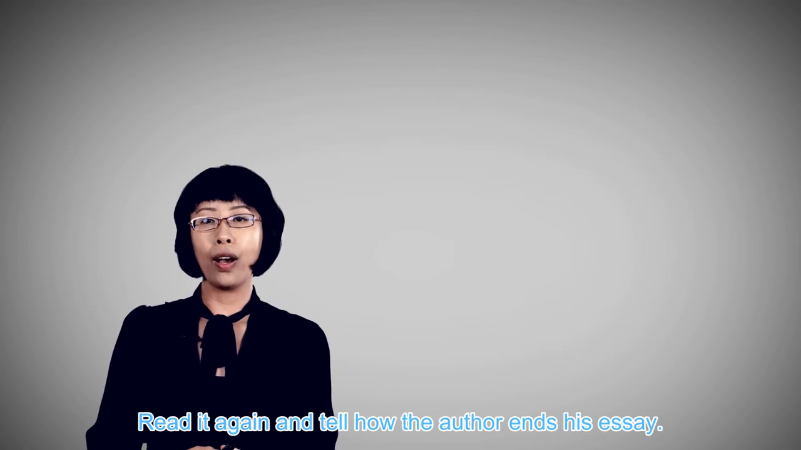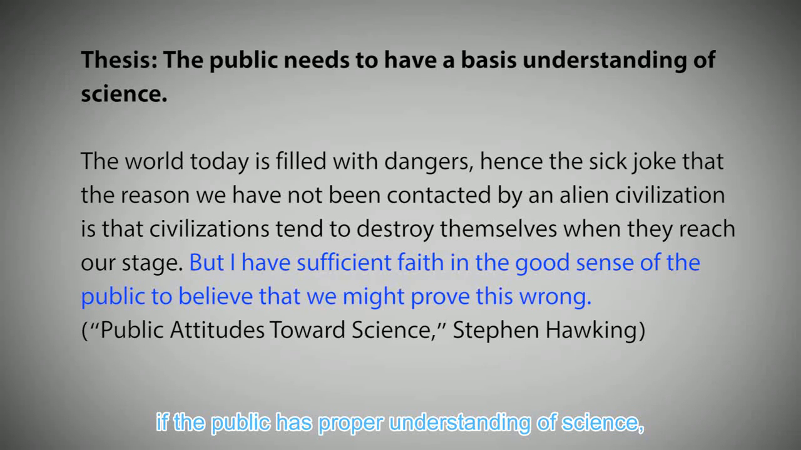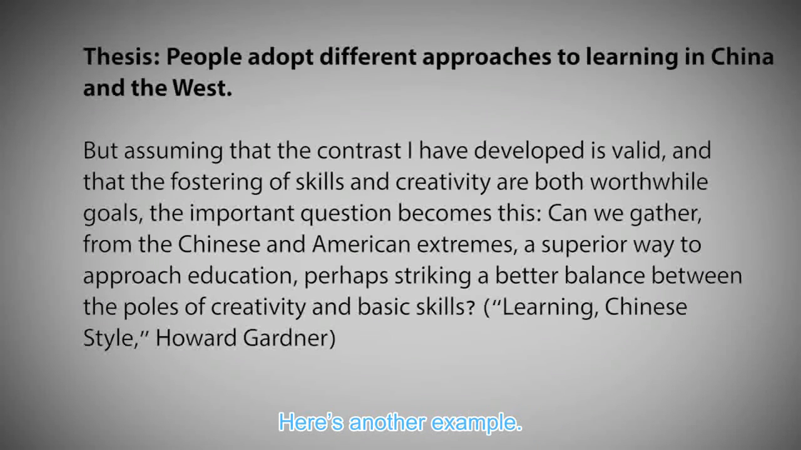Read it again and tell how the author ends his essay. In this conclusion, the author doesn't repeat the thesis. Instead, he predicts that if the public has proper understanding of science, they would be able to judge what is right and what is wrong. Here's another example.